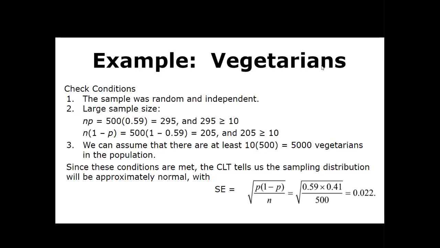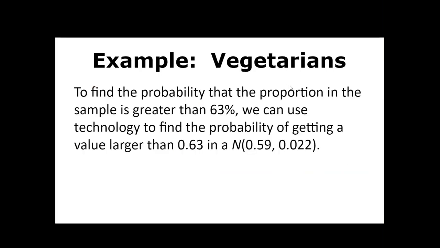This is just a summary of everything that I did on Ziteboard. Same thing, to find the probability that the proportion in the sample is greater than 63, we use that model that we created, that we assumed to be normal. That's what this N means. That the mean was 0.59 because that was our expected population proportion. That's what we believe the true population proportion to be. And the standard error is 0.022. Okay, now here it's rounded. The more you round, the more error it is.